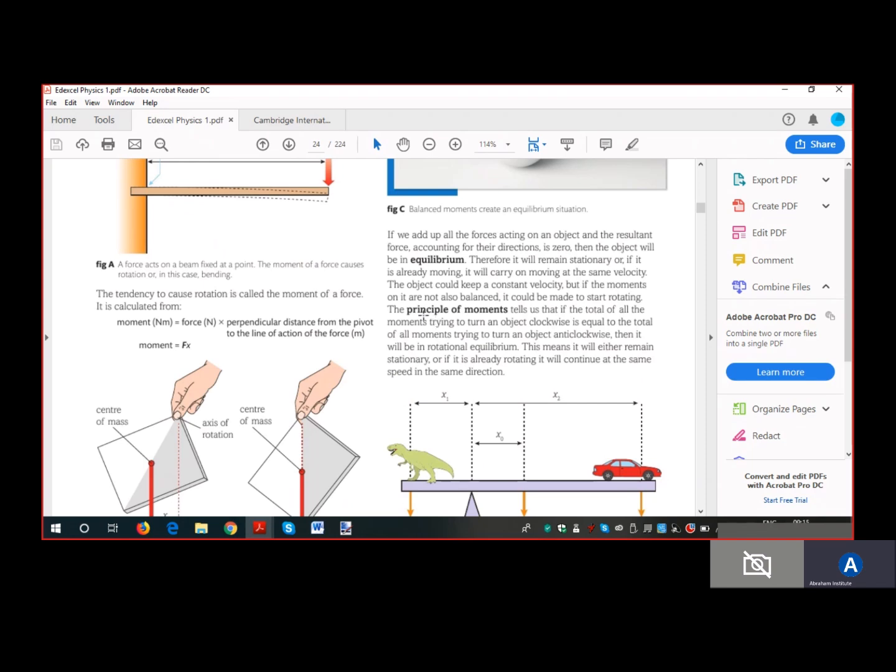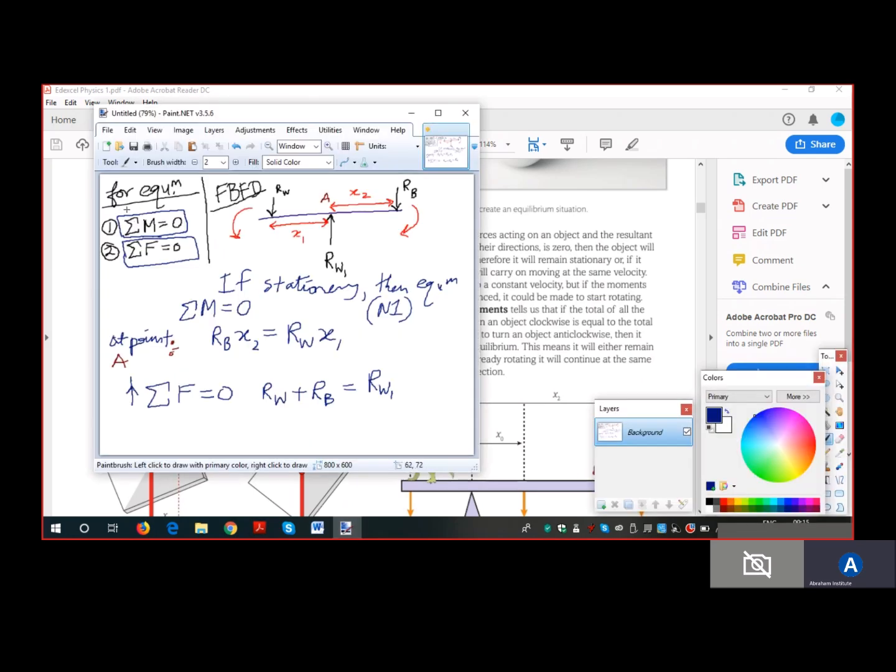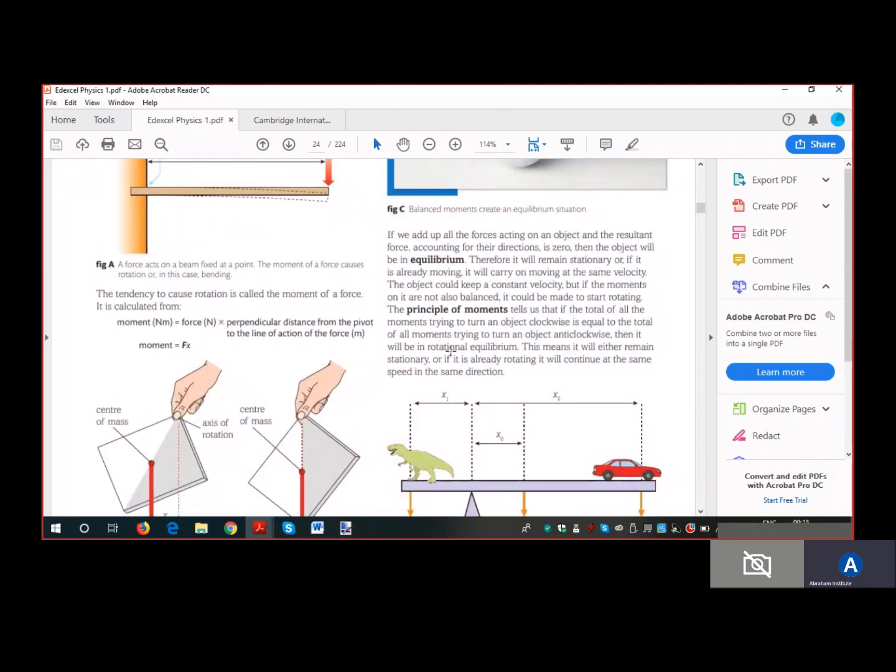In the exam papers they ask you to state the principle of moments, and state what equilibrium is. The principle of moments tells us that if the total of all the moments trying to turn an object clockwise is equal to the total of all moments trying to turn an object anti-clockwise, then it will be in rotational equilibrium. Forces can cause an object to move up or down, or they can cause it to rotate. That's why they use the word rotational equilibrium here, because the moments try to turn or rotate the object.